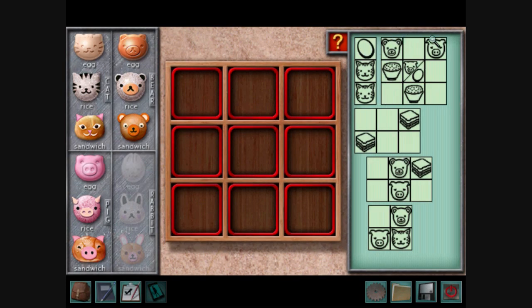Alright, so this looks like a pretty big puzzle solution. Let's go for the big one in the corner. Looks like we have a pig egg in the middle. And everything else is going to go in my notes.